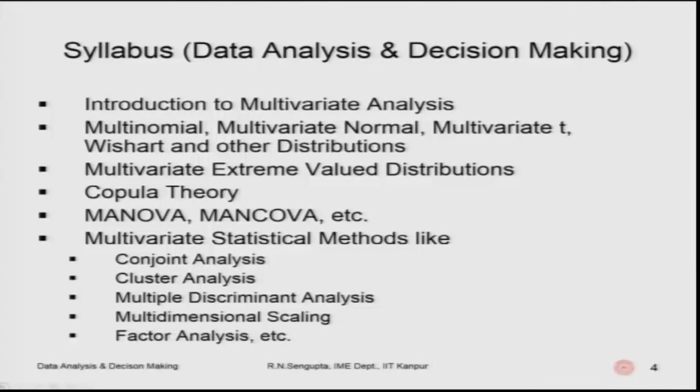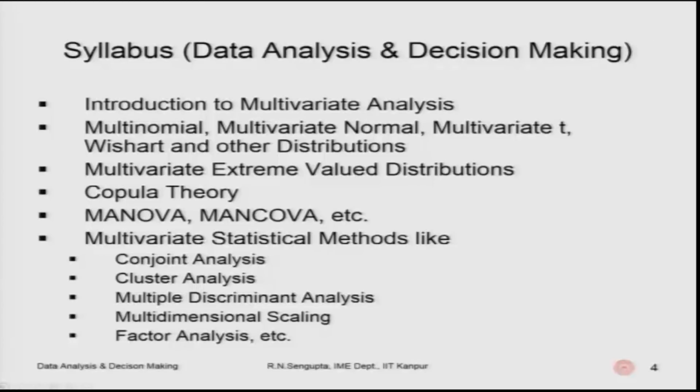We will consider the copula theory and how multivariate distribution copula theory is being utilized. We will consider the multivariate analysis of variance, MANOVA, and multivariate analysis of covariance, which is MANCOVA. We will also consider later, in the last part of this course, different types of multivariate statistical methods like conjoint analysis, cluster analysis, multiple discriminant analysis, multidimensional scaling, factor analysis, structural equation modeling, and so on and so forth, and how they can be utilized for different types of multivariate statistical studies.